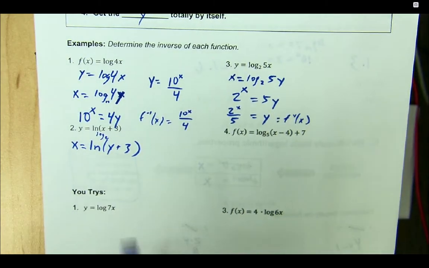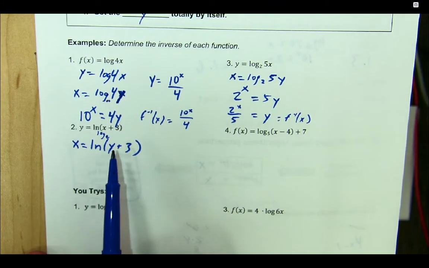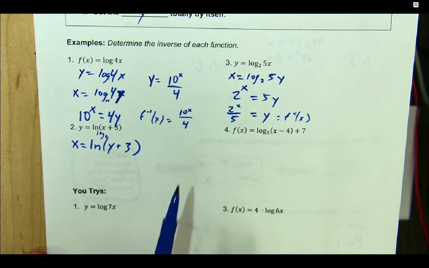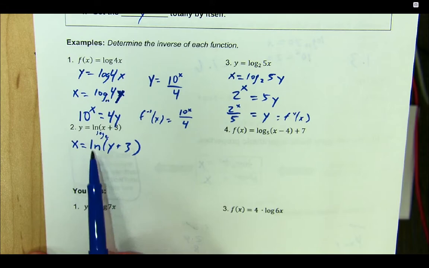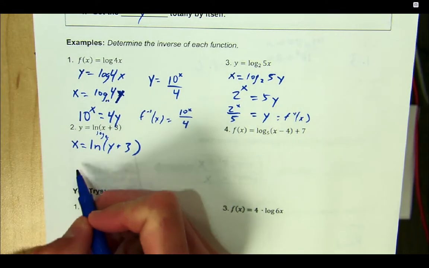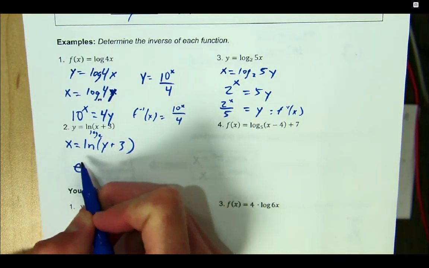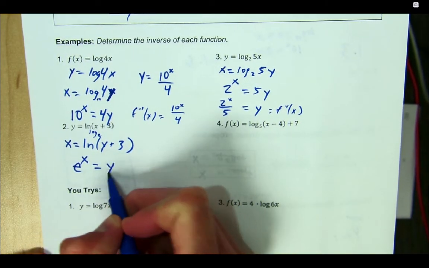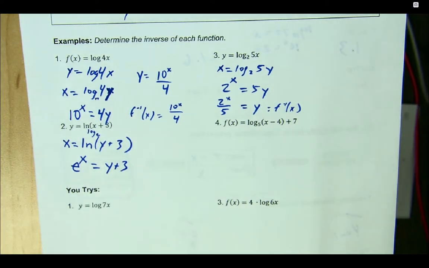It kind of gets you the idea, because then that might be more helpful when you rewrite it in exponential form. You take the base. Well, the base, maybe it's hard to see when you have ln. So the base here is e to the power of what's over here, which is x, equals what's next to it, which is y plus 3.